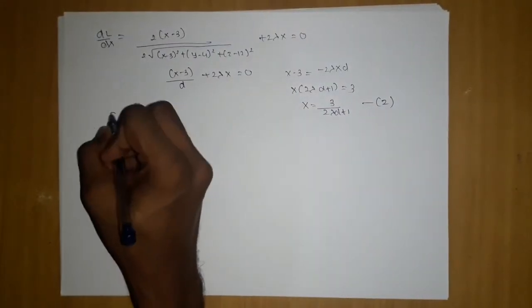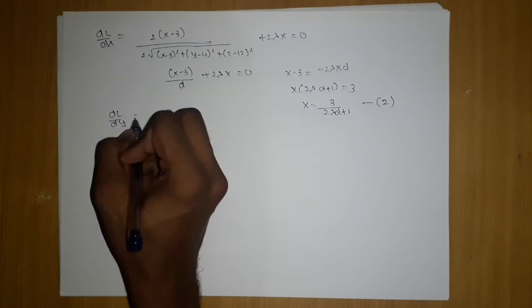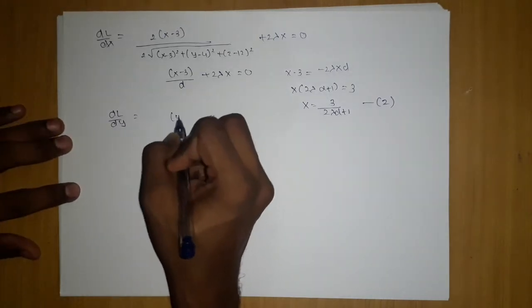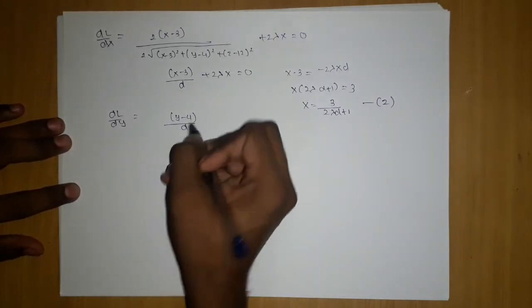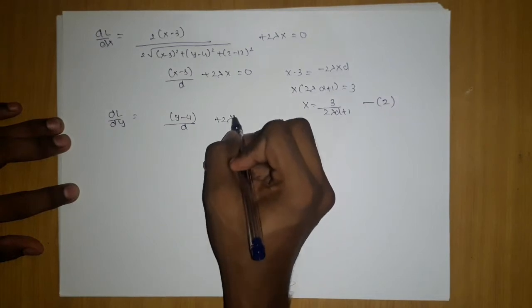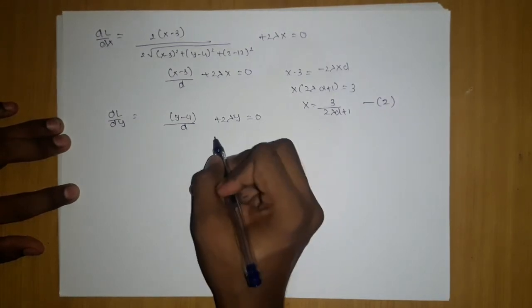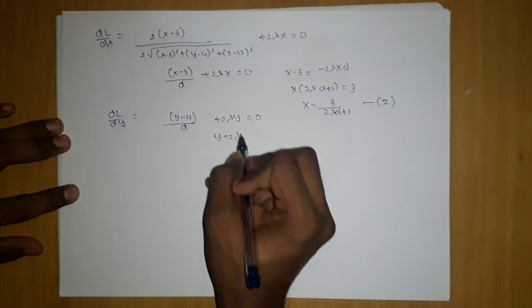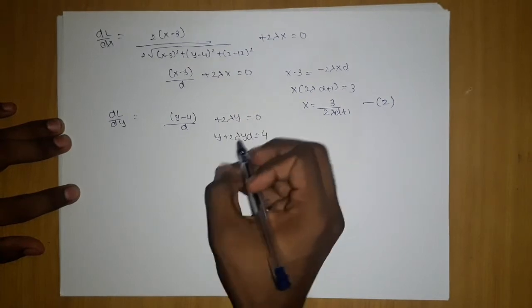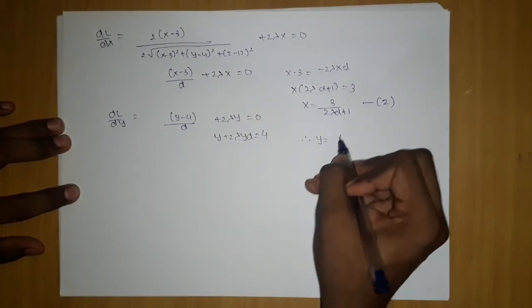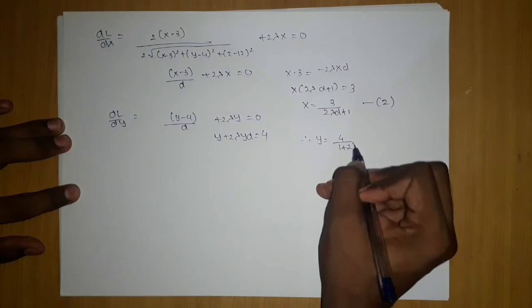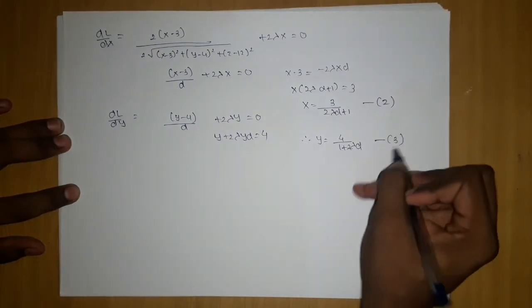Now similarly, ∂L/∂y will be what? (y − 4)/d + 2λy = 0. Therefore y(1 + 2λd) = 4. Therefore y = 4/(1 + 2λd). We will call it equation 3.